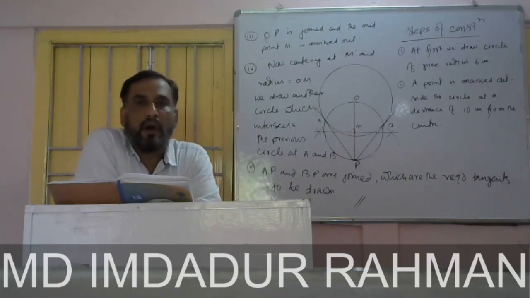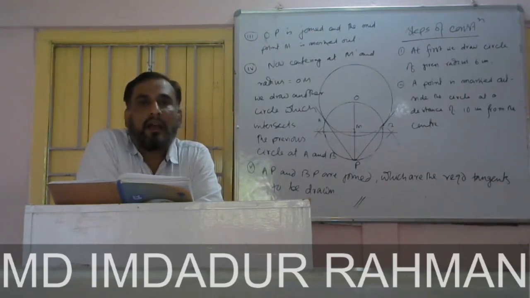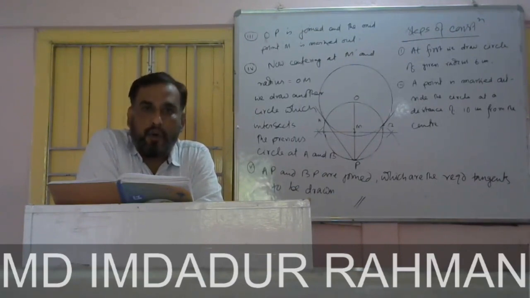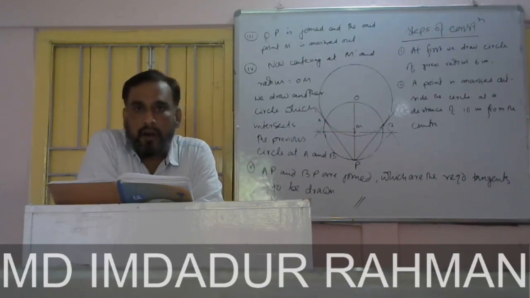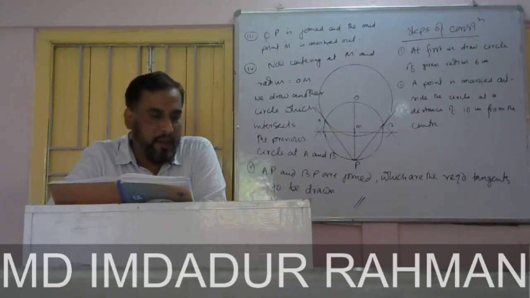Here simply you will draw two circles of given radius 4 centimeter and 6 centimeter, and then you mark a point P on the larger circle, and then OP will be joined, and then you find out the midpoint of OP and mark it as M. Centering at M, we will draw another circle which intersects the previous circle at A and B. Just write down the steps of construction.